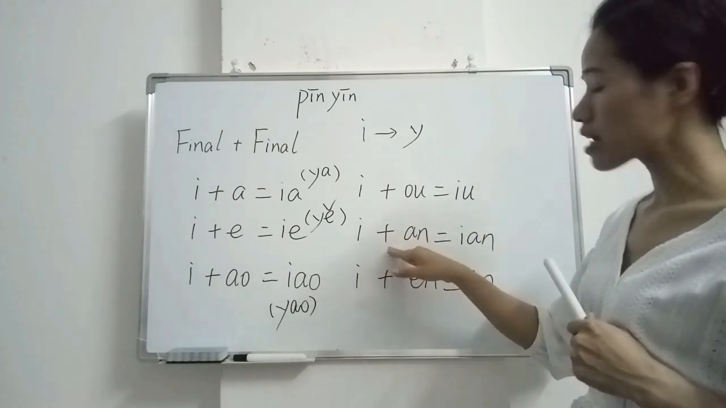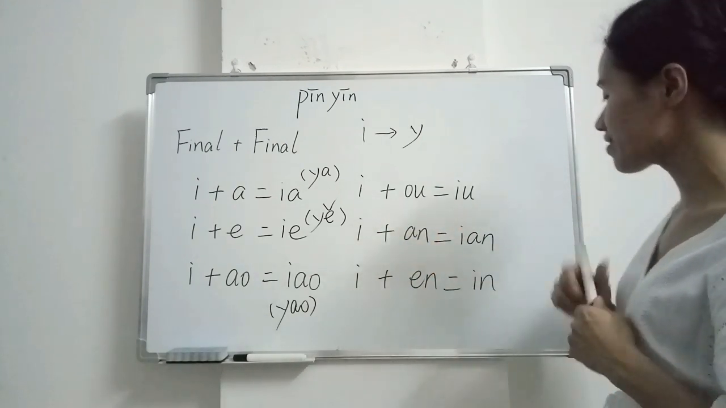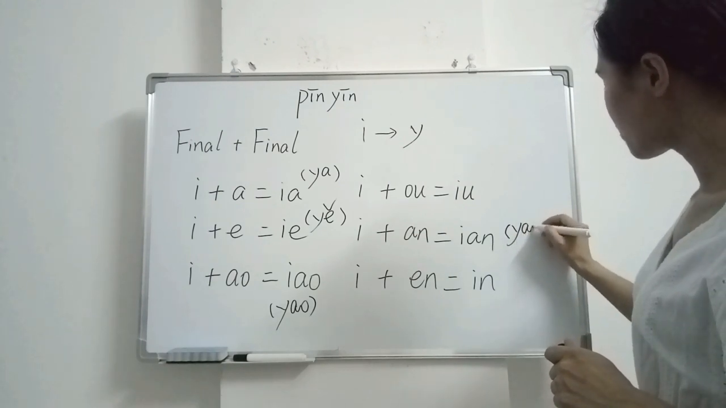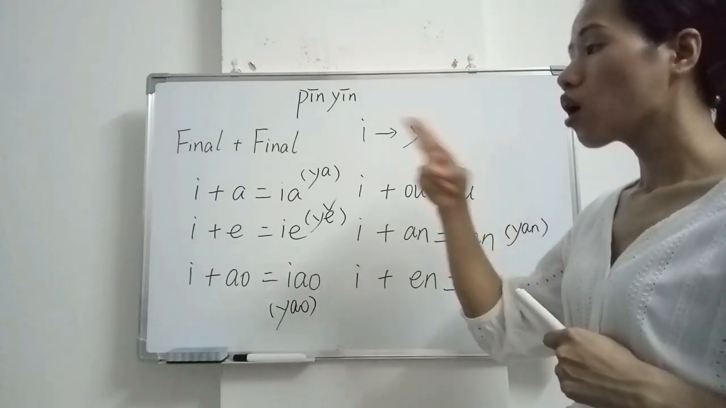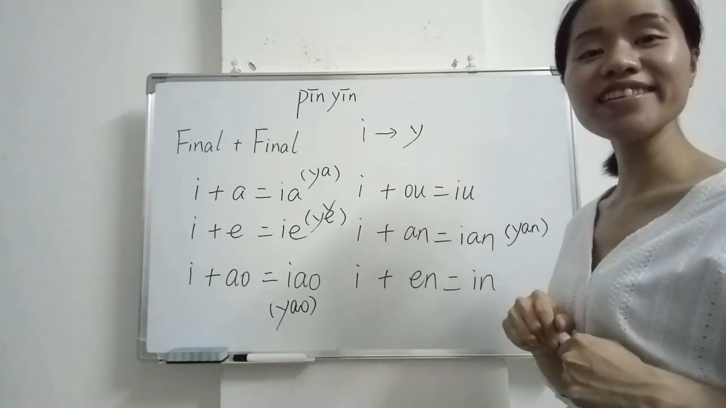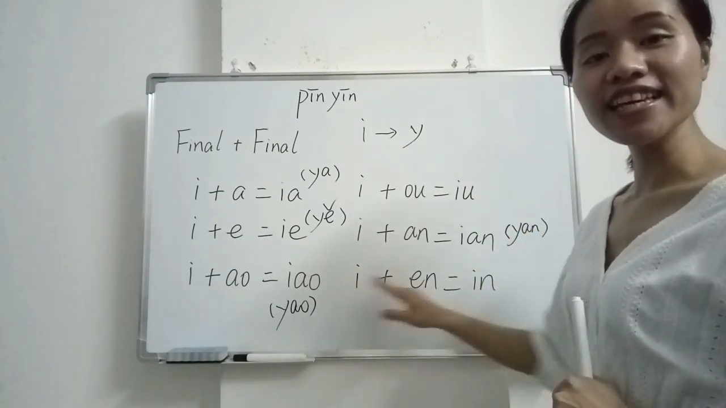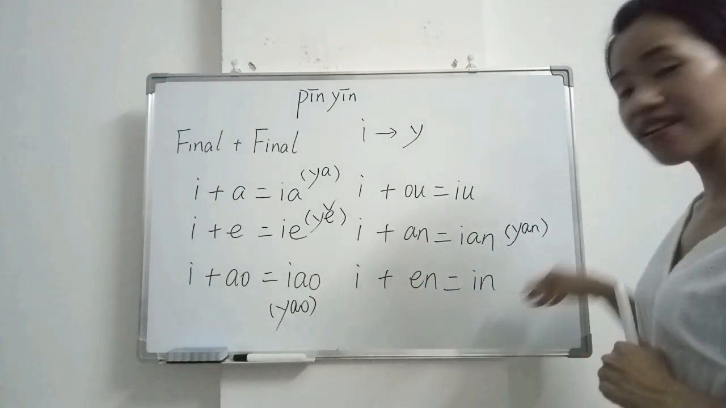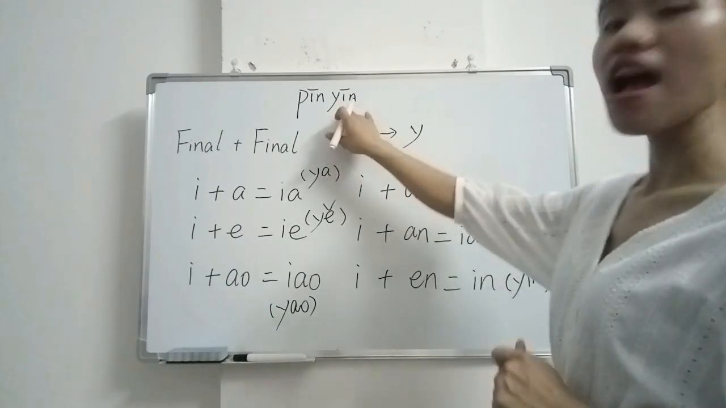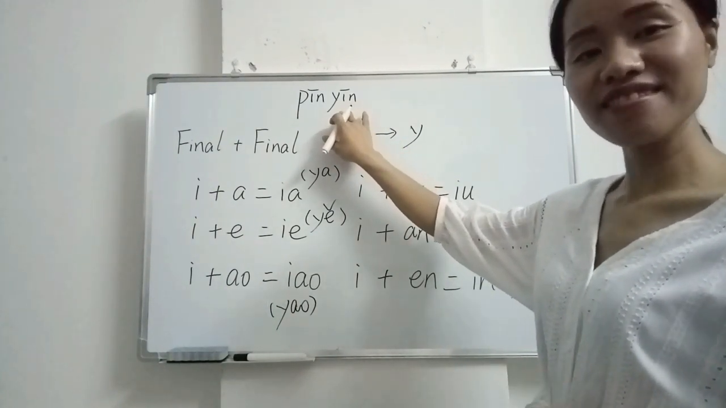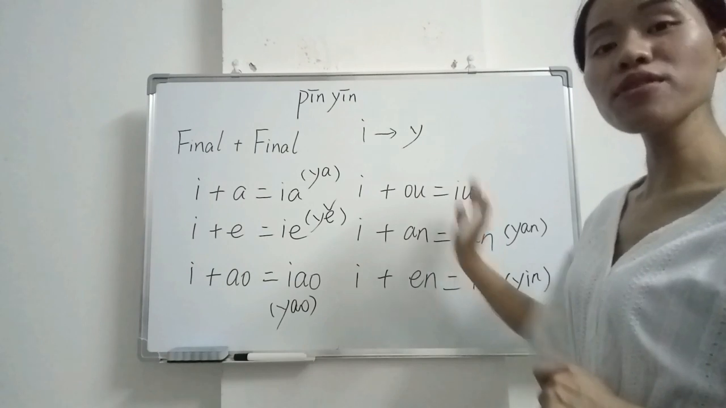And this one. Yi plus an. Yi, an. Yan, yan, yan. Yan, okay. What does yan mean? Yan, yes, smoke. Okay, yan, and this one. Yi en, yi en, yin, yin, yin. Look here, pinyin. What does yin mean? Yes, sound. Yin, yin.